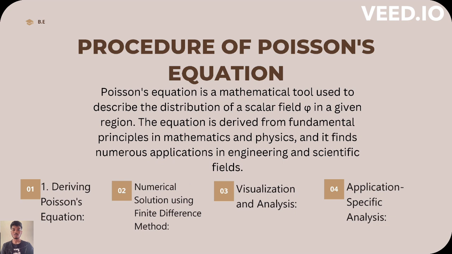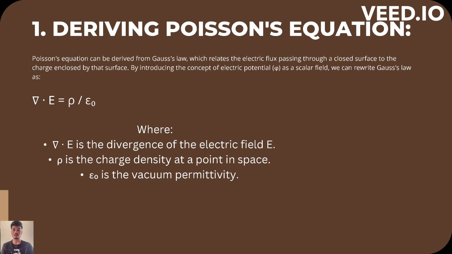Let us see about the procedure of Poisson's equation. Poisson's equation is a mathematical tool used to describe the distribution of a scalar field phi in a given region. The equation is derived from fundamental principles in mathematics and physics, and it finds numerous applications in engineering as well as scientific fields. The first one is deriving Poisson's equation. Second, numerical solution using finite difference method, then visualization and analysis, and application specific analysis. Let us see the first, deriving Poisson's equation.